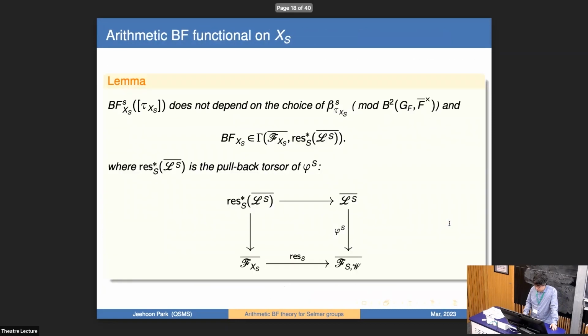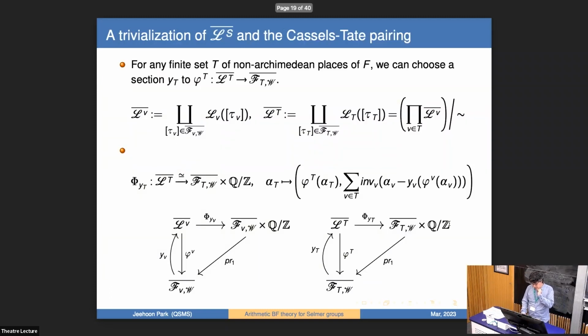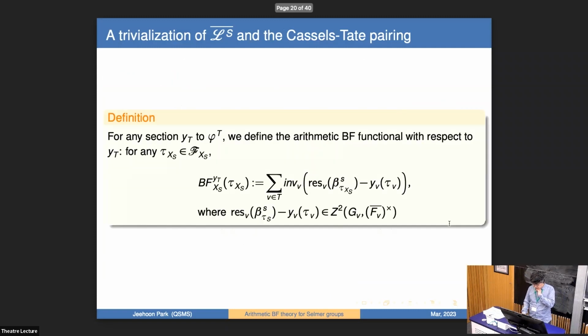So there was a starting point of this project. I just looked at the Cassels-Tate pairing, and I thought that if I choose the right section, then the arithmetic BF function will be the Cassels-Tate pairing. That was the original idea, and so that's the Y_V, and then you can define the arithmetic BF functional as a number, using that section, right?